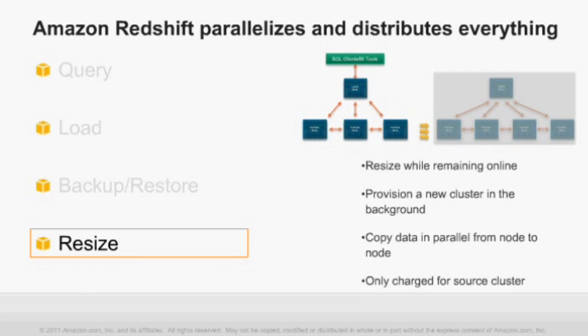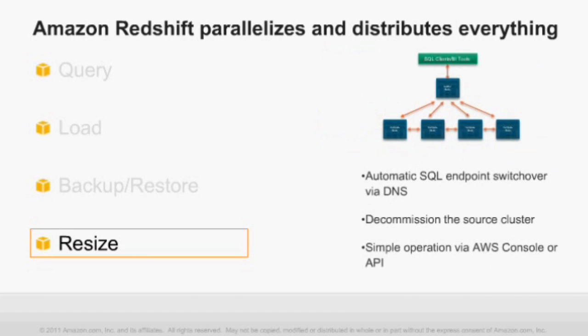And by the way, you don't pay for the new cluster until that DNS switch has happened. Then we decommission the source cluster and get that out of the way. This is also a simple operation via the AWS console or using the API. So this enables you to resize and scale up and scale down your cluster, with the only requirement being making sure that the new cluster can contain the data.